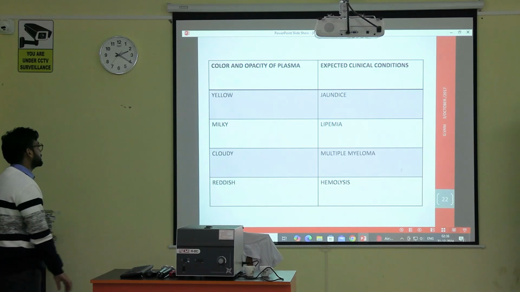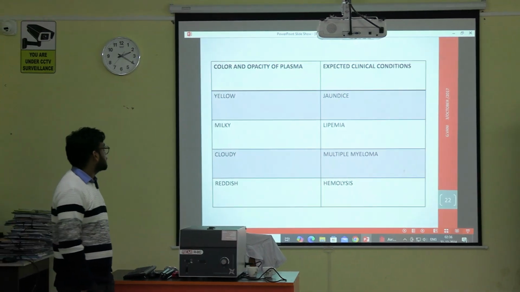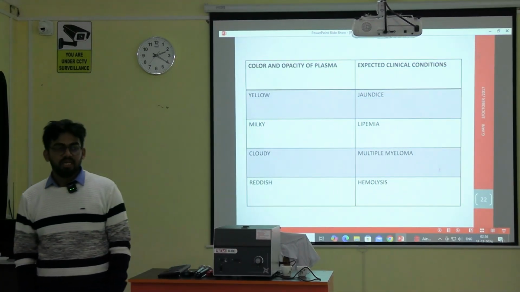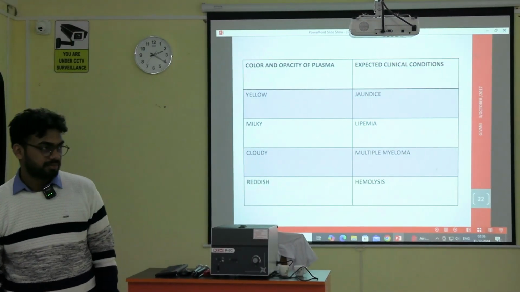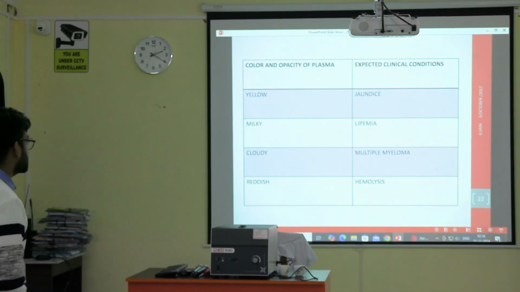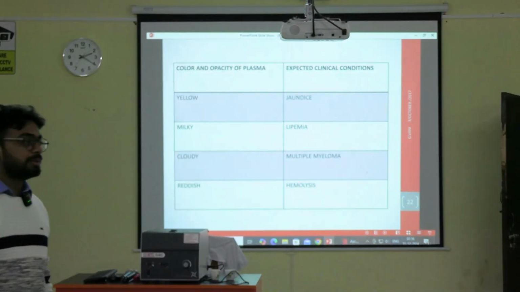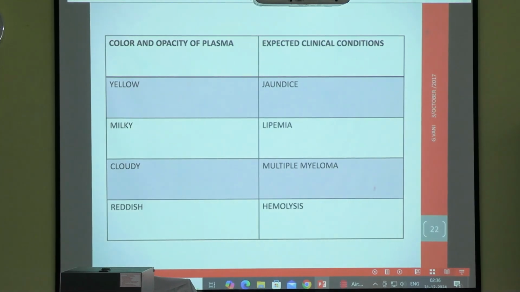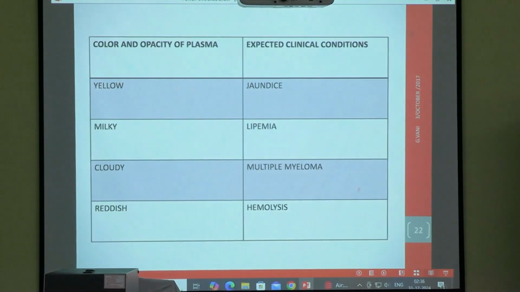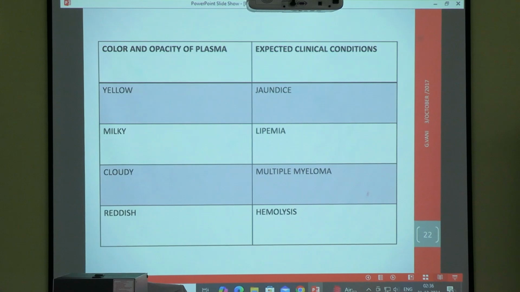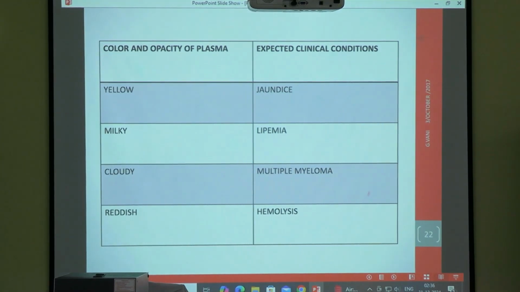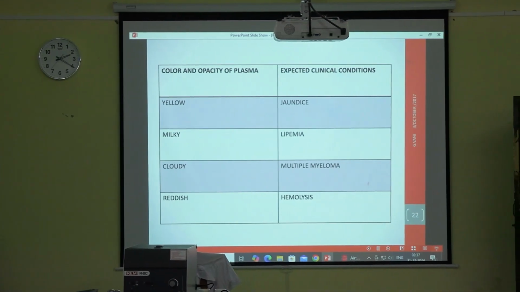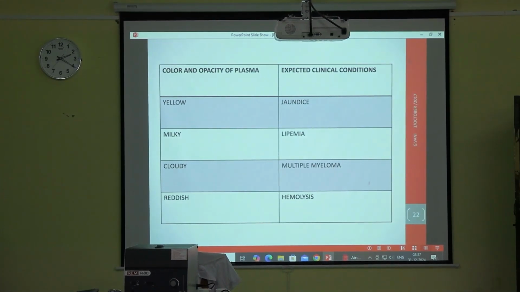The plasma color and expected clinical conditions. In jaundice, it will be yellowish in color. Lipemia means there is a greater amount of lipid in the blood, and there would be a milky color. Multiple myeloma is a cancerous condition involving plasma cells, and the plasma would be cloudy in nature. Hemolysis means the RBCs are destroyed, so there will be more of the heme pigment, and it will be reddish in nature.